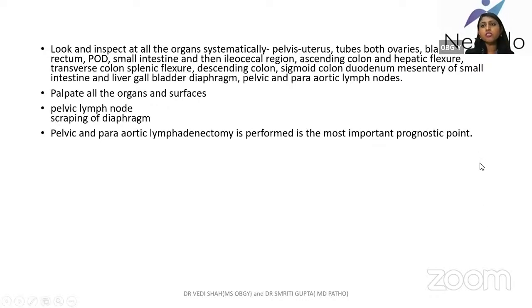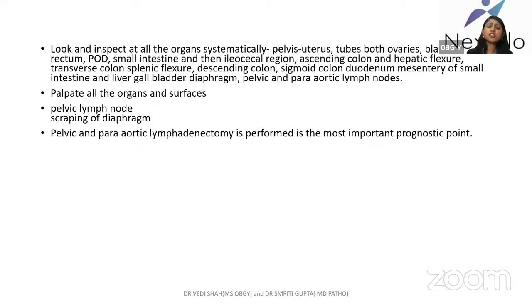Next, you go for the systematic inspection and palpation of different organs. Talking about the systematic inspection, you begin with the examination of the pelvis: the uterus, both the tubes, ovary, then anteriorly the bladder, posteriorly the rectum. You inspect the pouch of Douglas, the small intestine, the ileocecal region, ascending colon, the hepatic flexure, transverse colon, and the splenic flexure. Once that is done, you next move on to the descending colon and the sigmoid colon, duodenum, mesentery of the small intestine, and the liver. And you don't need to forget the liver and gallbladder.